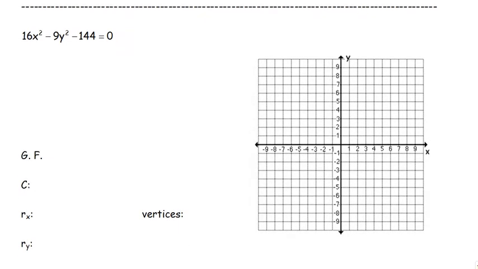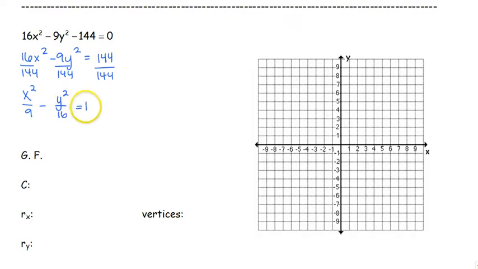We have our equation in standard form. We want the equation to be in graphing form. So we know that we're going to have it set equal to 1, so I'm going to move that 144 over to the right-hand side. And to make it set equal to 1, I divide everything by 144. And we get x squared over 9 minus y squared over 16 is equal to 1.